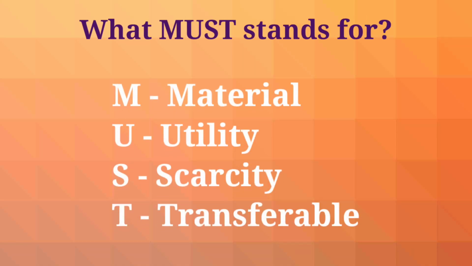What MUST stands for? M stands for material. Goods are physical commodity and can be touched. They are tangible. U stands for utility. Goods satisfy our wants and thus have utility. S stands for scarcity. Goods are not unlimited in supply but are limited or scarce. T stands for transferable. Goods are transferable and can be stored.